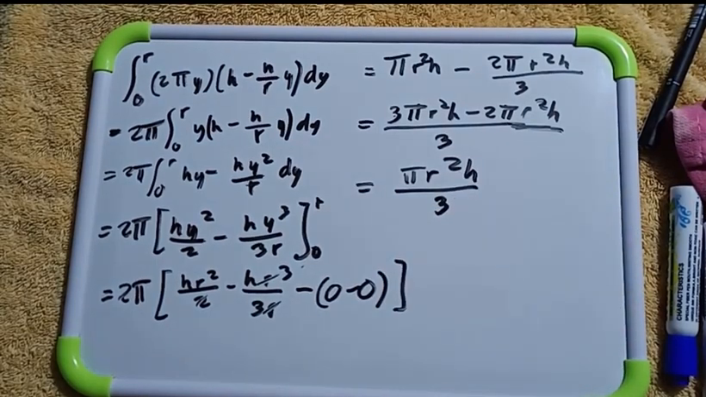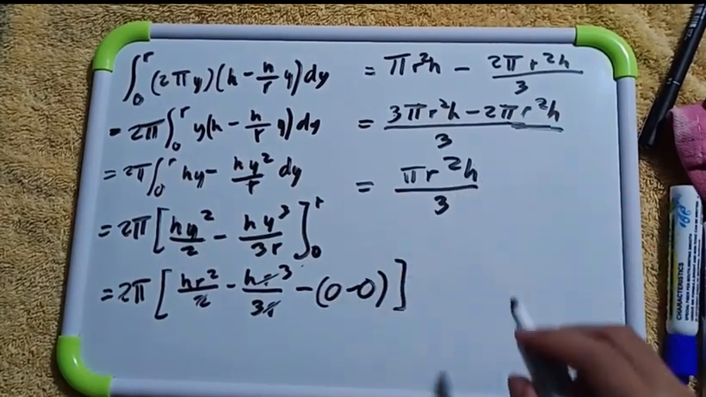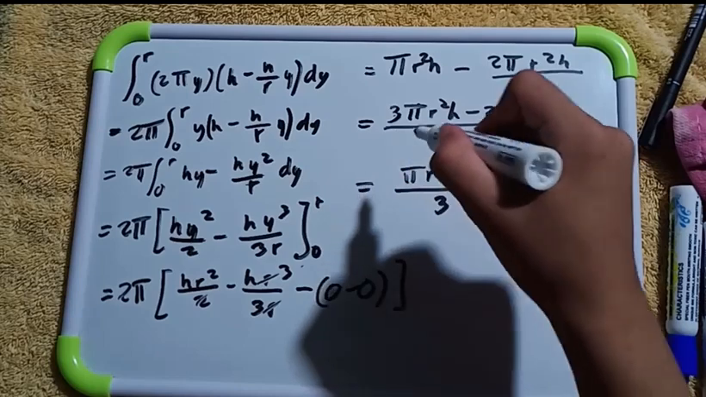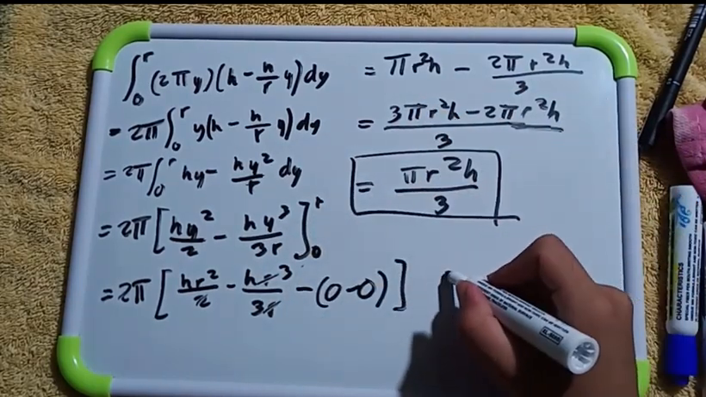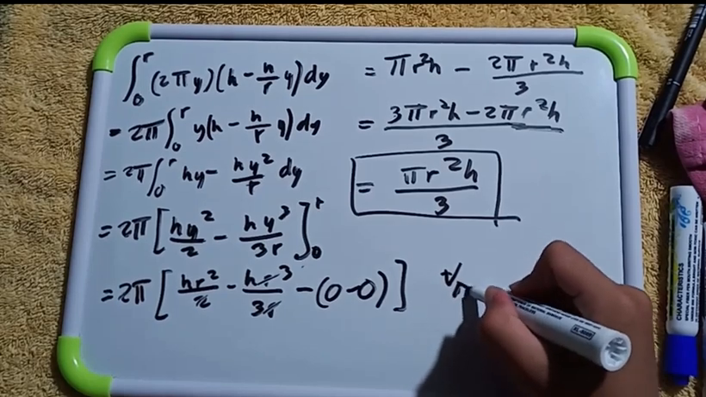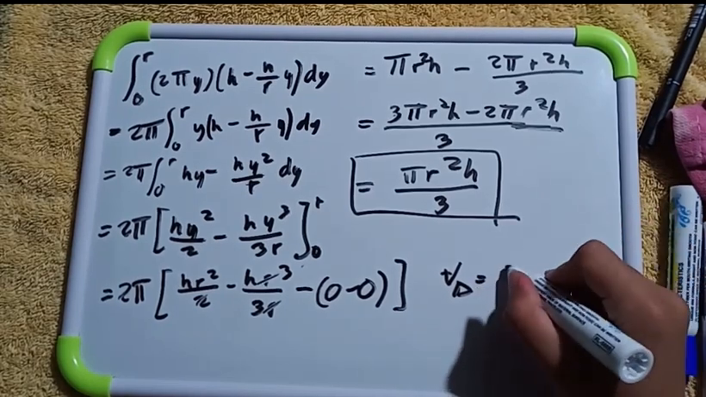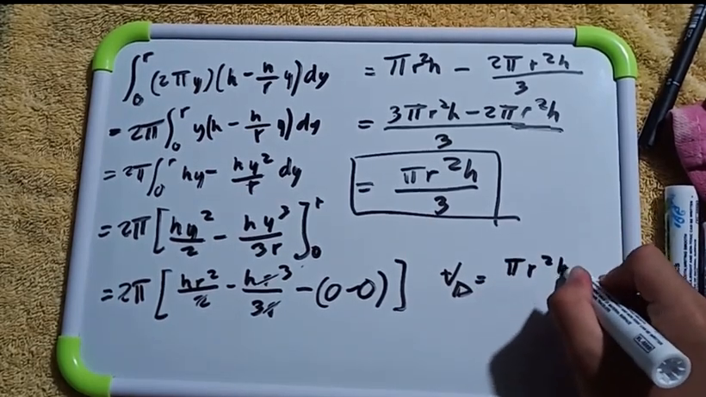So, tama yung volume na nakuha natin kasi alam na natin dati na ang volume ng cone, right circular cone, is pi r squared h all over 3.